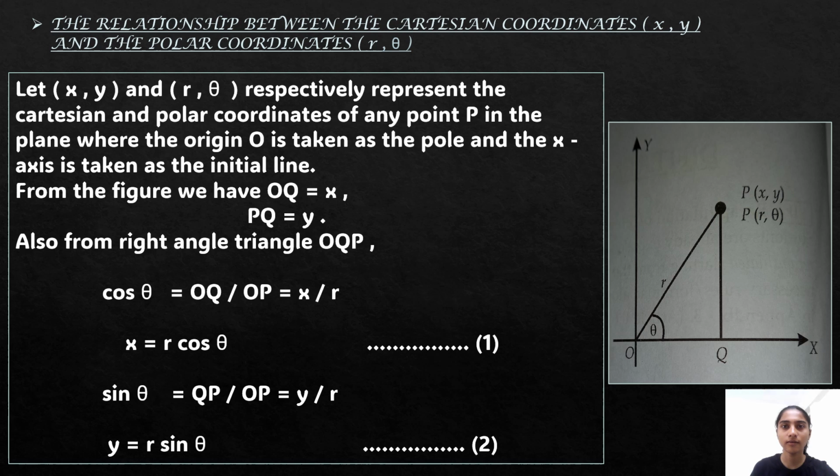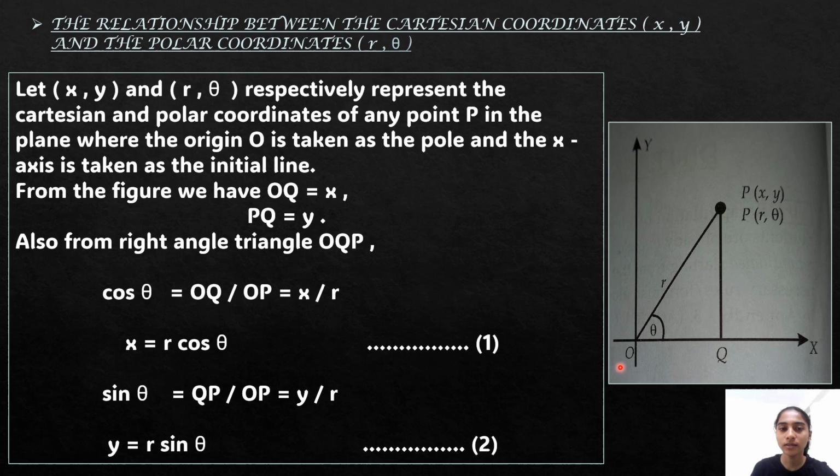We will discuss our next topic, that is the relationship between the Cartesian coordinates x, y and the polar coordinates r, theta. Here we will take one figure which gives the relationship between the Cartesian coordinates and the polar coordinates. Let x, y and r, theta respectively represent the Cartesian and the polar coordinates of any point P in the plane, where the origin O is taken as the pole and the x-axis is taken as the initial line.